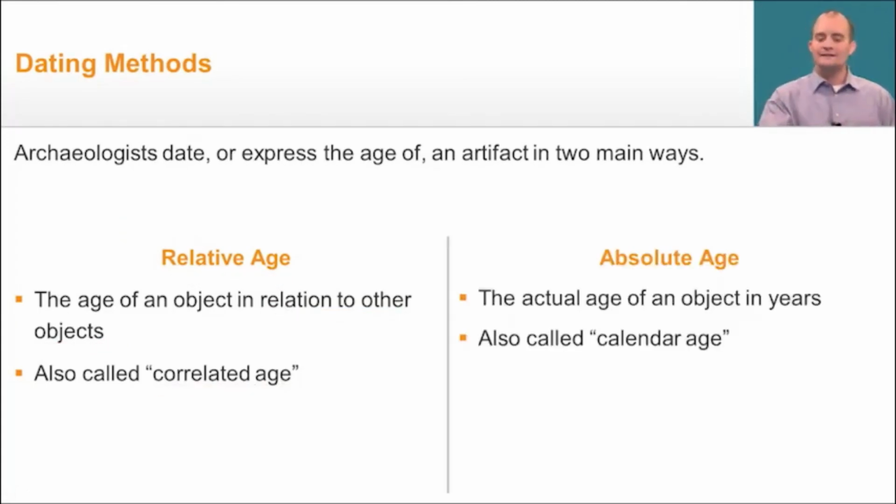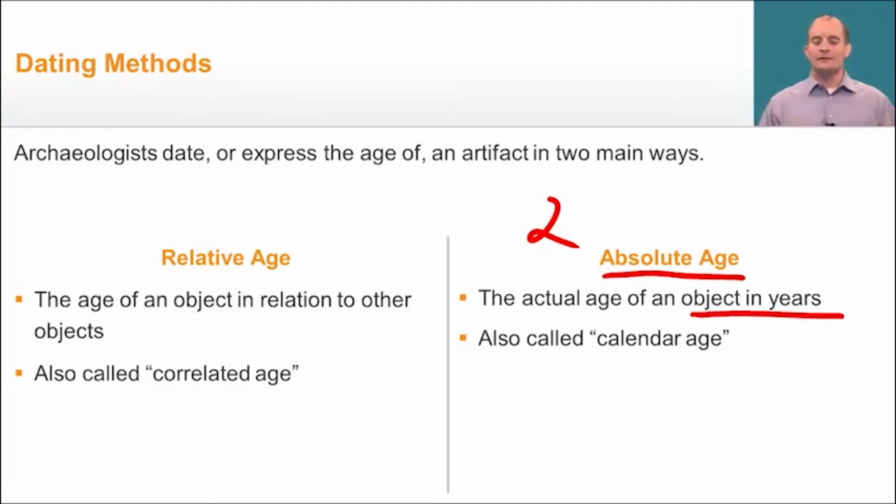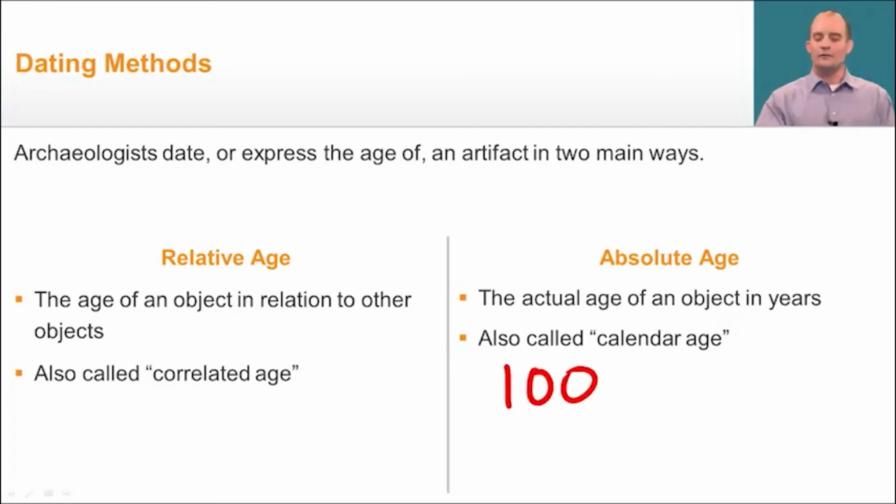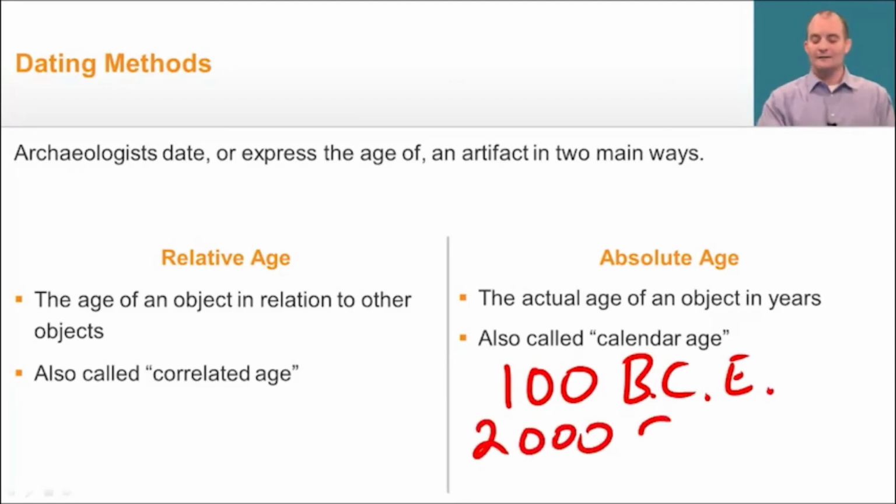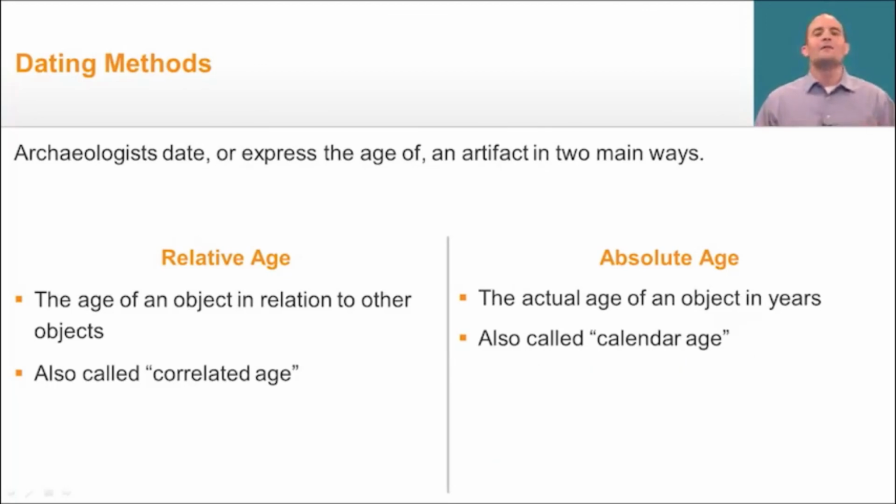In addition, the second way is by using absolute age. This is the actual age of an object in years. Was it 100 years old? Was it 5,000 years old? This is also called calendar age. So you'll see this, for example, as this artifact was found in 100 BCE, or before Common Era. You may also see it as in 2000 CA, or circa, or we believe it was around 2,000 years. So those are just some ways of dating that archaeologists use.